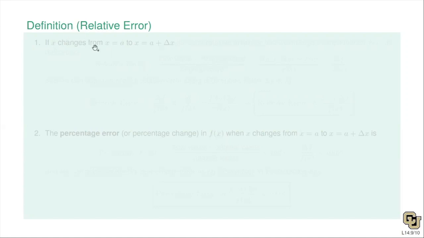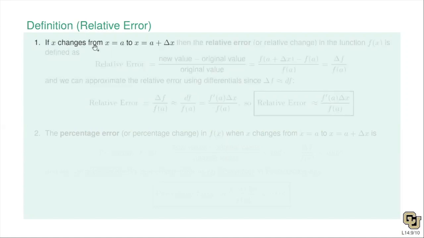So the classic differentials problem is we have some independent variable that starts at some fixed constant a, and then either increases or decreases to this new value a plus delta x. So I start at a, and then I increase or decrease to a plus delta x. Now what we'd like to approximate is the change in the output value, or the relative change in the function f of x, the output function.